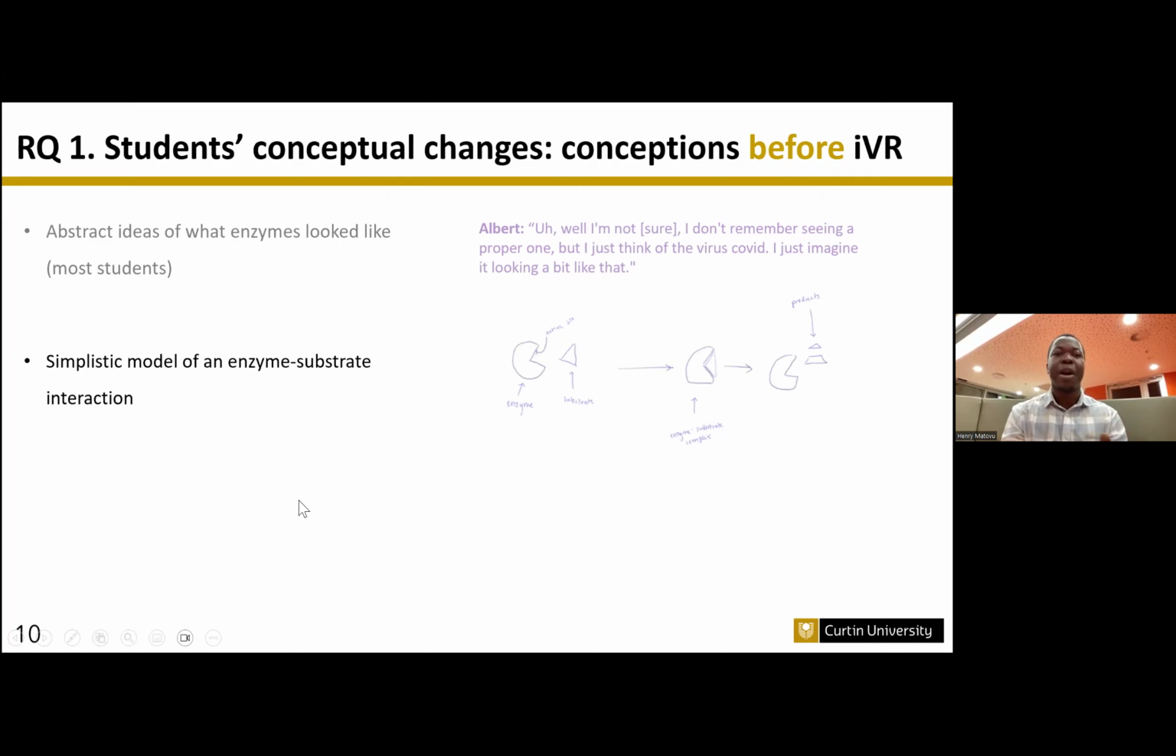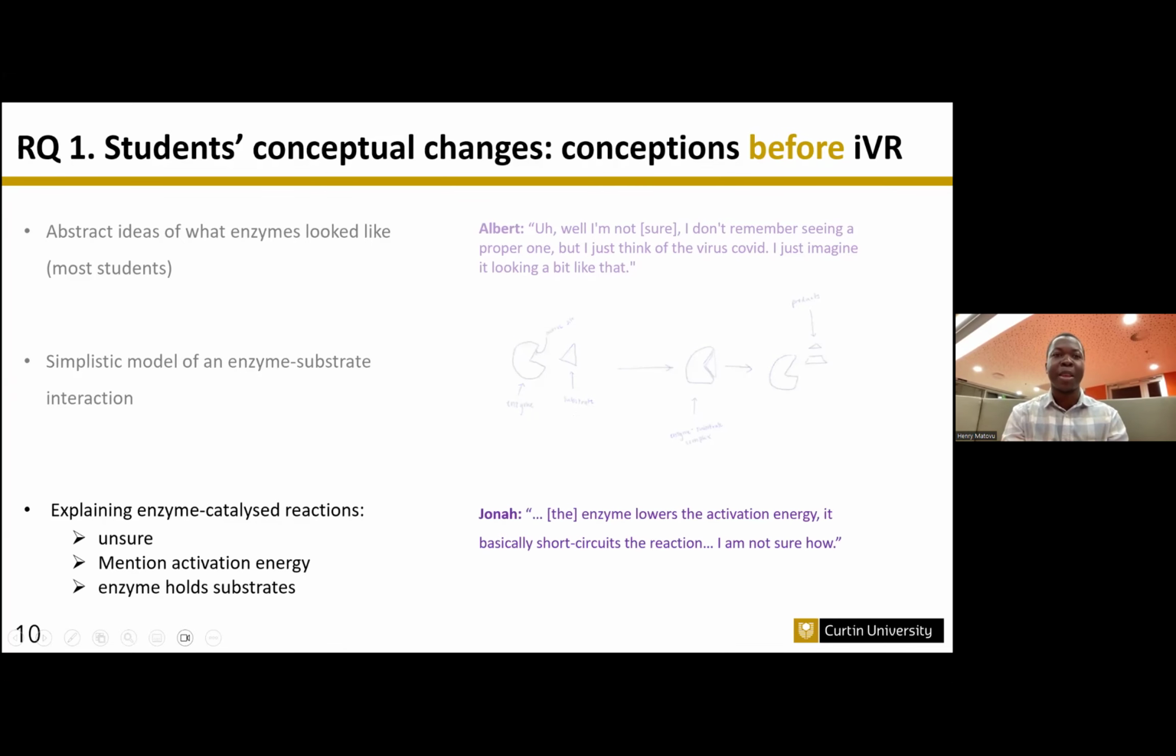When we asked them how enzymes interacted with substrates and asked them to draw, they were giving very simplistic models of enzyme-substrate interactions. For example, the famous lock and key. They would explain you have the enzyme, you have the right shape of the substrate, and there you go, you have the products. But when we asked them what is actually happening here, they were like, I'm not sure, but I know this is what is happening.